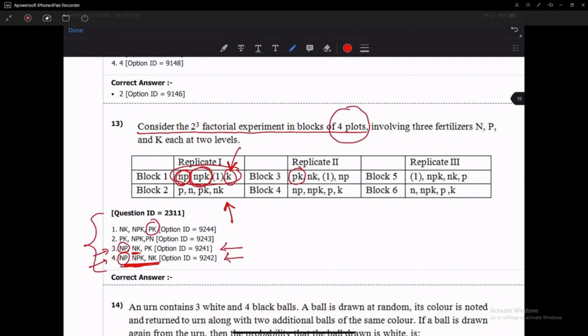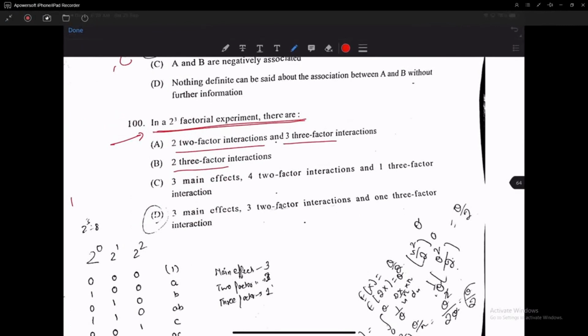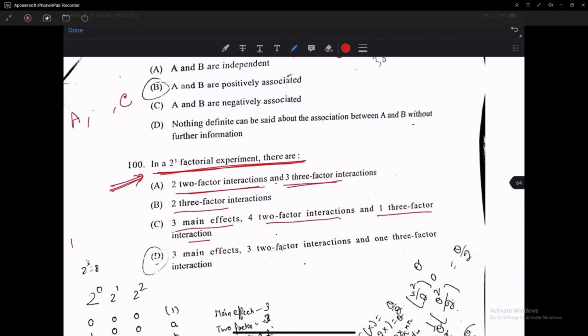Okay. Now let's go to the next problem. Here you can see that in this question, 2^q factorial experiment, there are 2 factor interactions and 3 factor interactions. That means we just have to find the number of main effects, number of 2 factor interactions, and number of 3 factor interactions. So we all know that there are basically A, B and C, 3 factors. So the main effects are A, B and C. The 2 factor interactions are AB, BC and CA, and the 3 factor interaction is basically ABC.